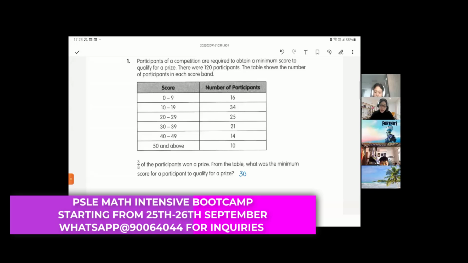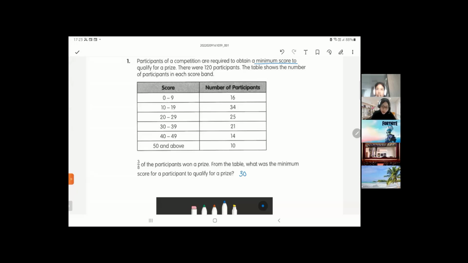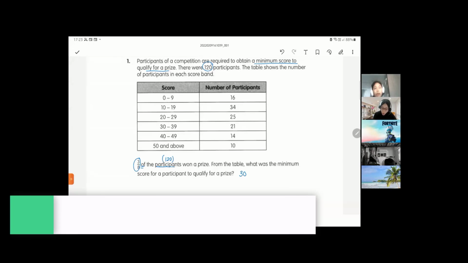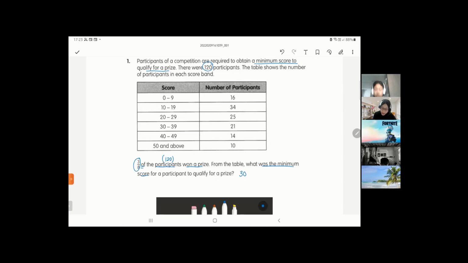Participants of a competition are required to obtain a minimum score to qualify for a prize. There were 120 participants. The table shows the number of participants in each score band. You can see in the table, 0 to 9 is 16 and so on. Then they say 3/8 of the 120 participants won a prize.